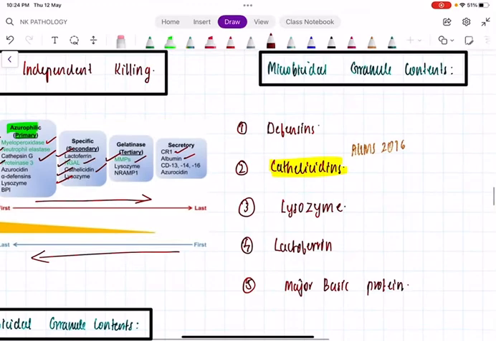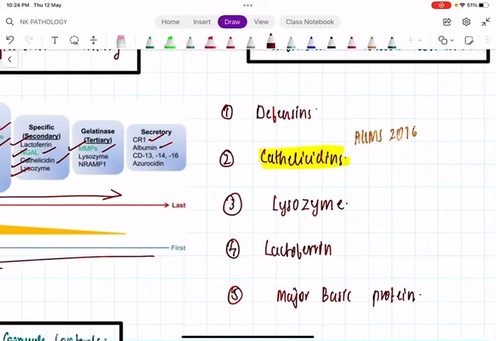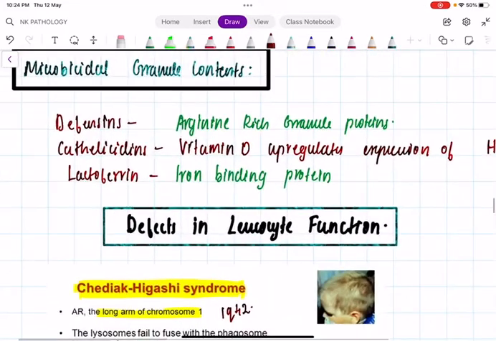Then, what are the microbicidal granule contents? We have defensins, cathelicidins, lysozyme, lactoferrin, major basic protein. Defensins are arginine-rich granule proteins. Yes, this has been asked once in NIMHANS. In NIMHANS, they have asked this question on defensins.